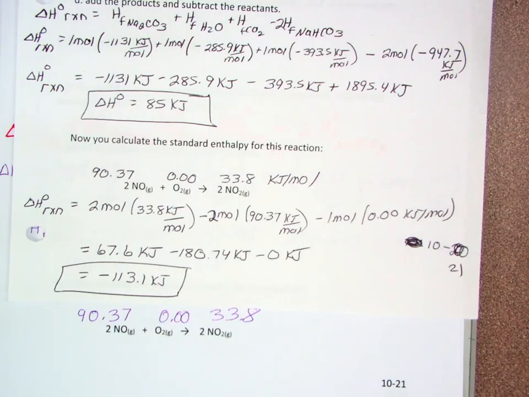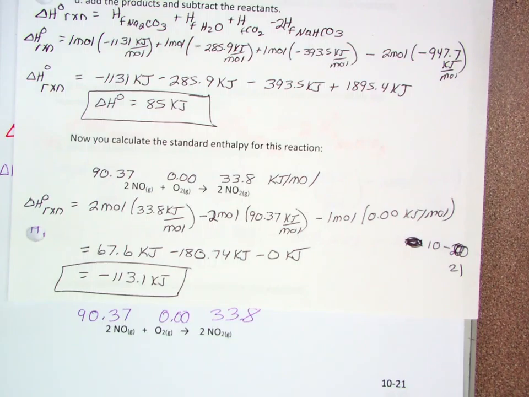So looking at the green, because it's nice and big, we have the standard enthalpy change for a reaction is 2 moles times 33.8 kilojoules per mole minus 1 mole times 0. Why is oxygen 0?